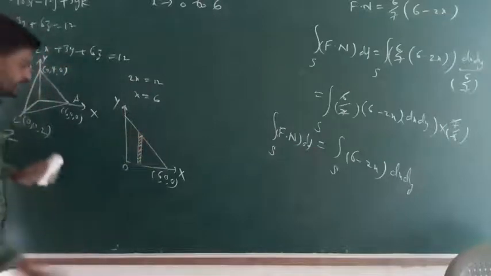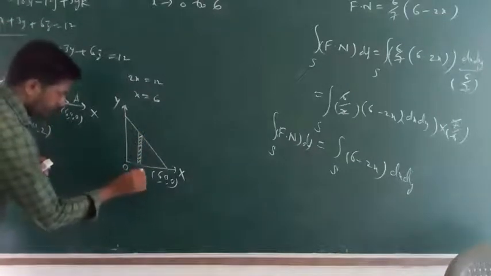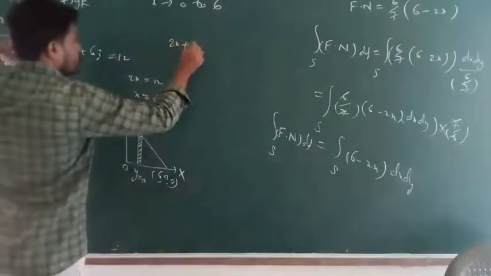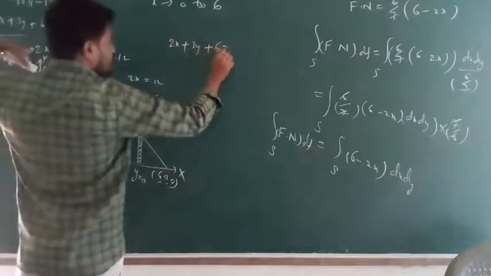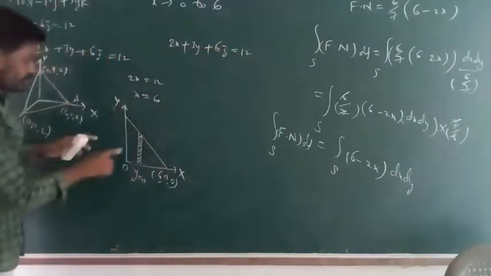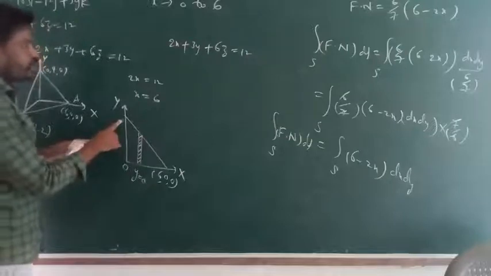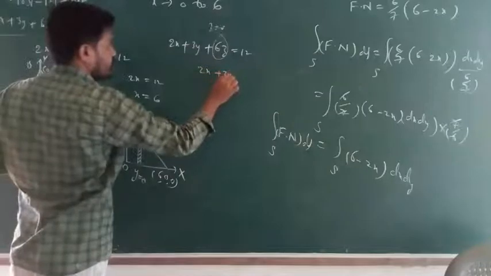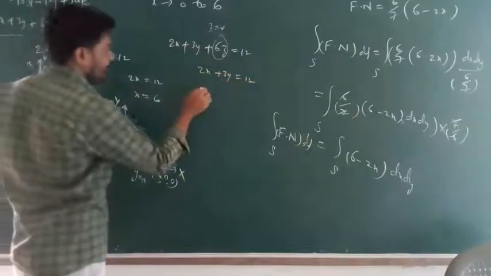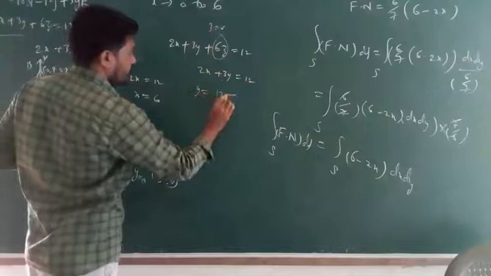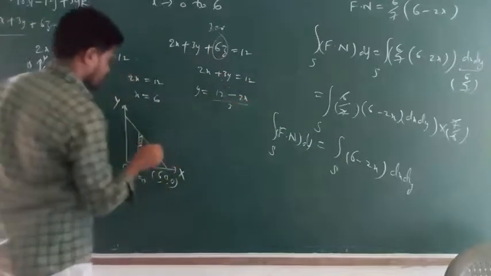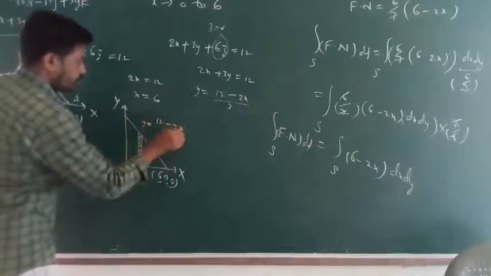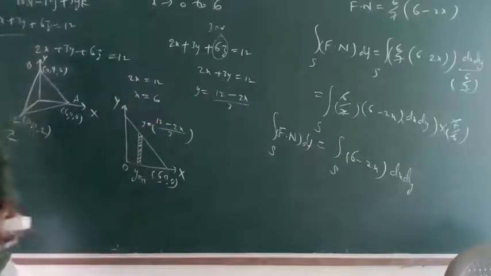This is the y strip. What is the y strip? It is y equal to 0 to this condition. The condition is 2x plus 3y plus 6z is equal to 12. So in this xy diagram, what happened? The z value is 0, so only 2x plus 3y is equal to 12. The y value is y equal to (12 minus 2x) by 3. So this is the y limit.